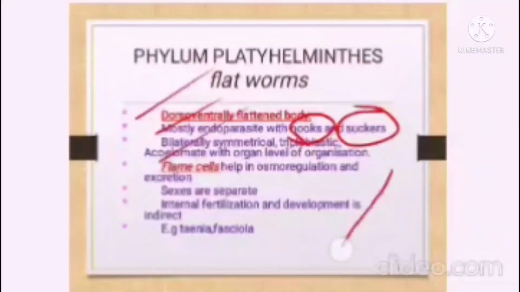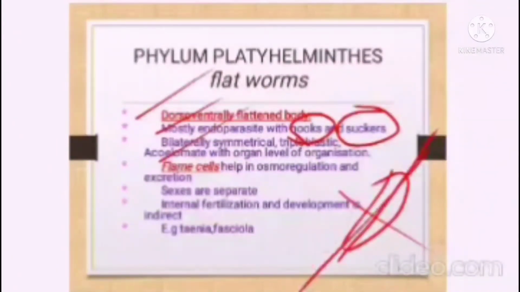Bilaterally means what? This is a worm, means you can divide it into two equal halves through only one plane. You cannot divide it like this. You have to divide it only like this, isn't it? Acoelomate, they do not have coelom. Triploblastic, they contain what? Ectoderm, endoderm and mesoderm. Okay. Organ level of organization means they have developed organs.